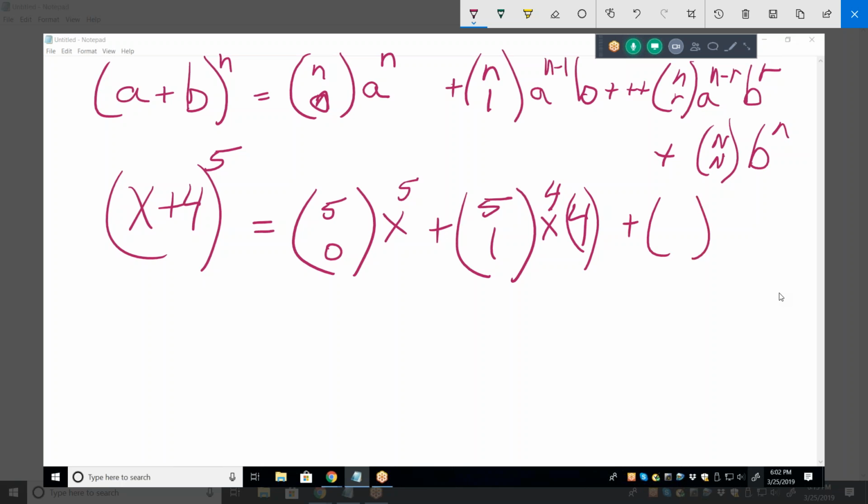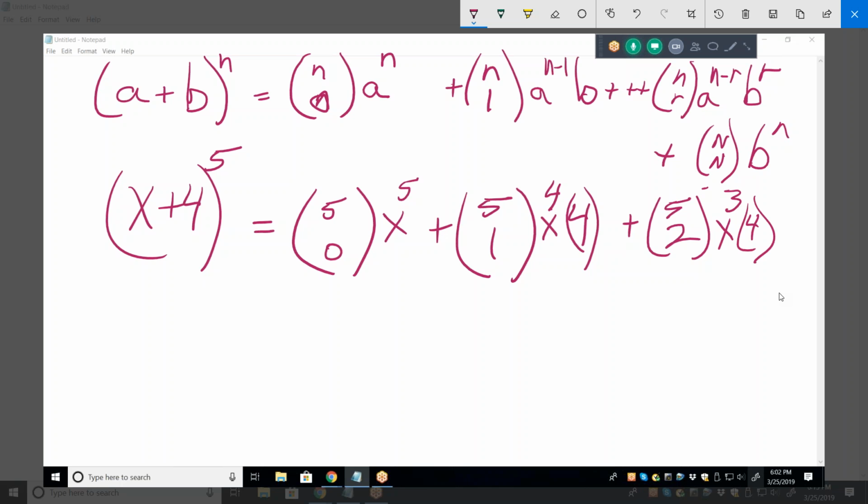And then 5 choose 2. There's a pattern here. And then 5 minus 2. Notice it's going to count down from 5, 4, 3, and the number is going to count up.